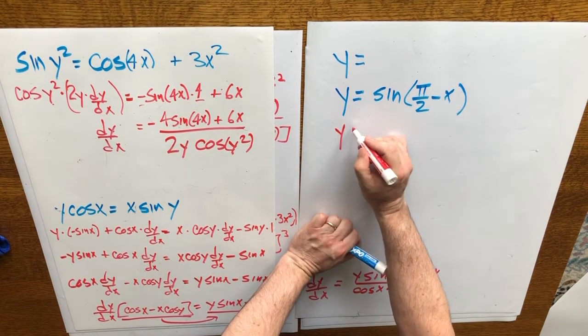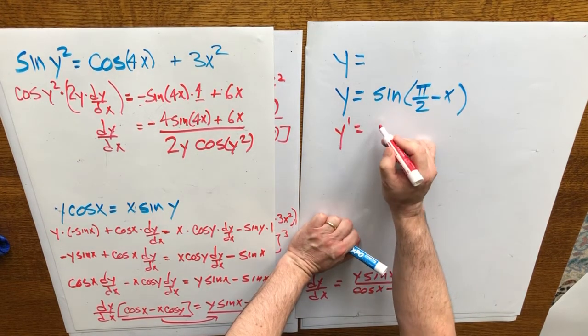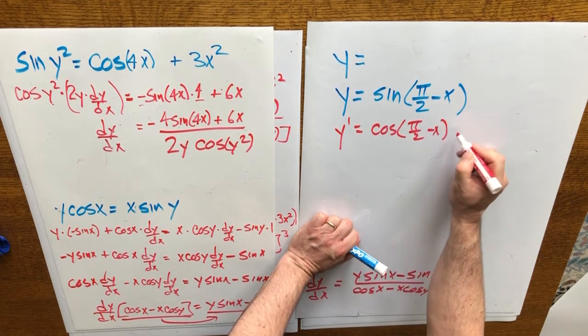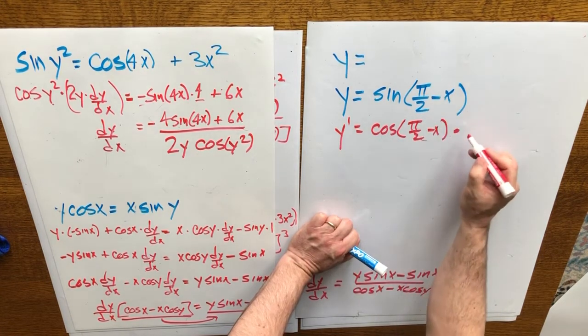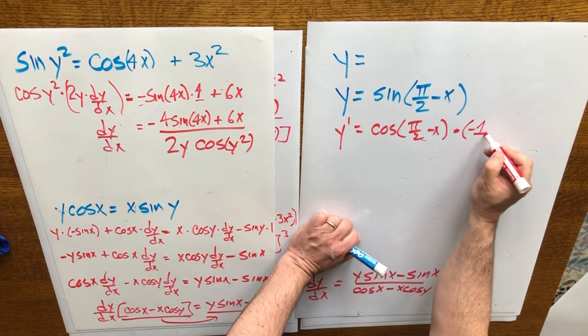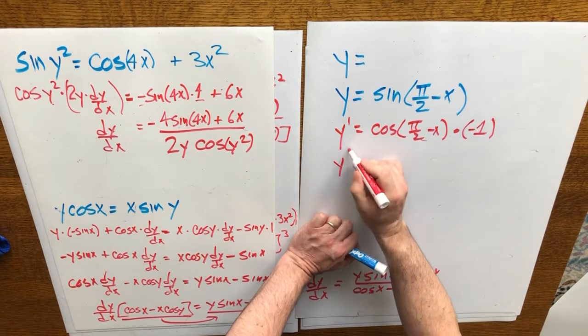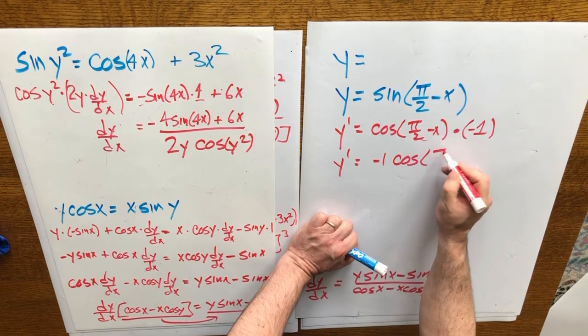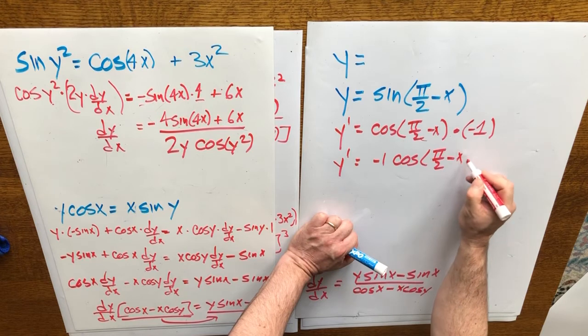So y prime equals the derivative of sine, which is cos. The argument stays the same, times the derivative of the argument. And the derivative of the argument is negative 1. So we could say y prime equals negative 1 times the cos of pi over 2 minus x.